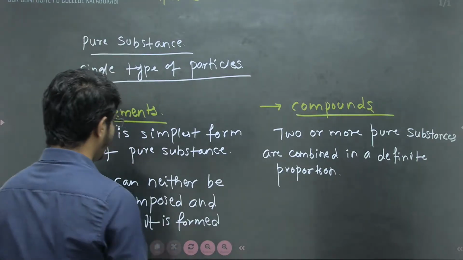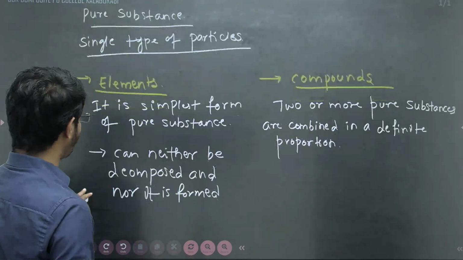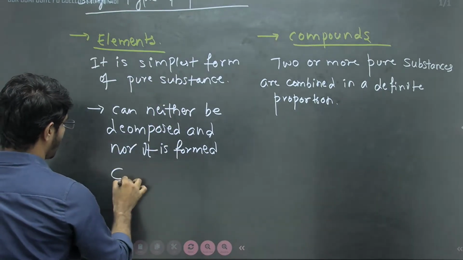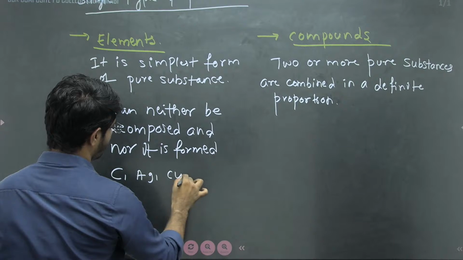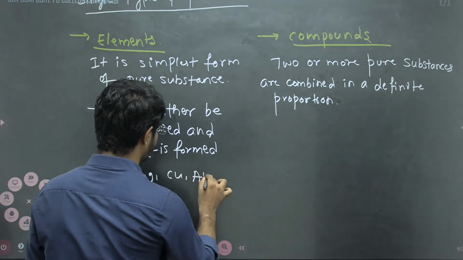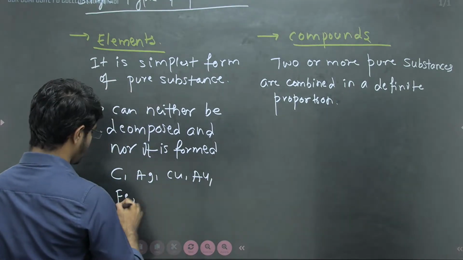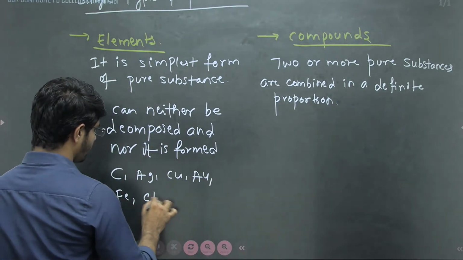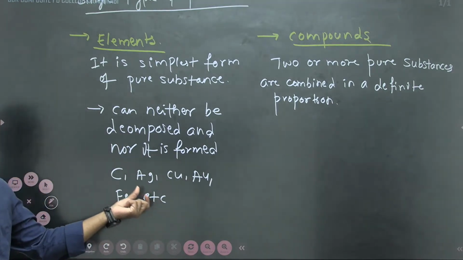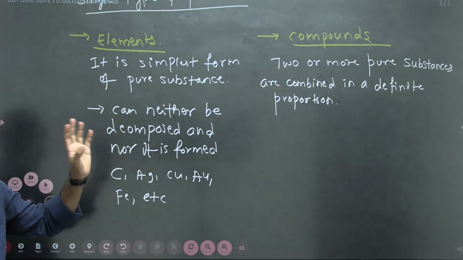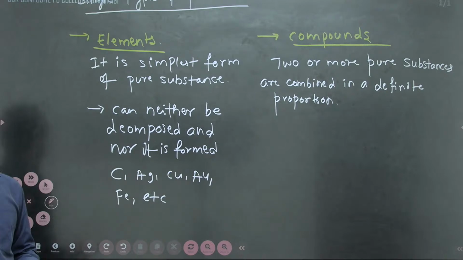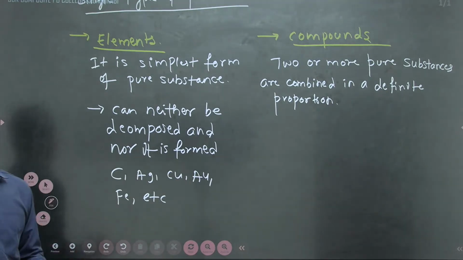For example, let me write examples of elements. Any elements present in the periodic table you can write: carbon, silver, copper, gold, iron, etcetera. These are pure substances present in their simplest form. Our compounds are also pure substances, but they contain two or more elements combined together in definite proportion.